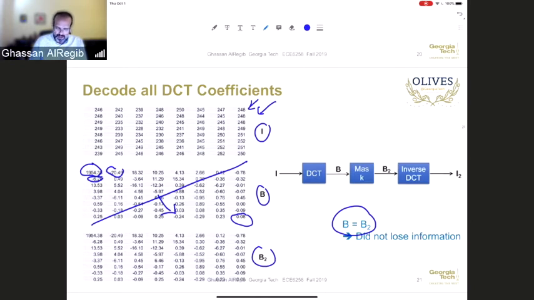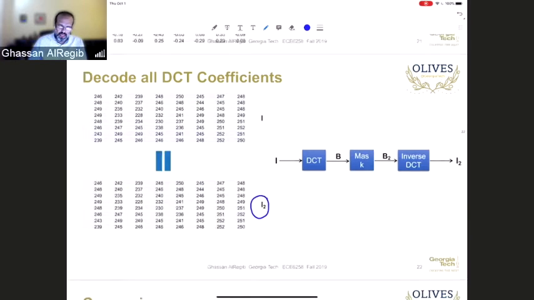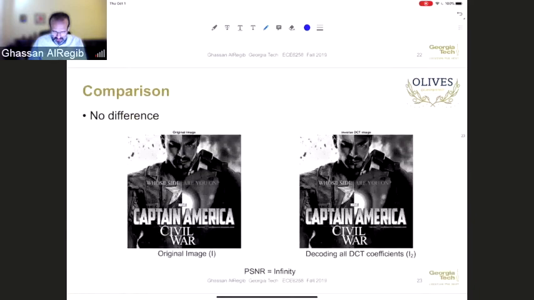Now I want to apply an inverse DCT to get I2, and here is I2. Then you can compare I with I2, and unless you have rounding error, they should be equal to each other. You can see in here, this is the conservation of energy. We didn't lose any of the energy in the image because we haven't done any quantization or zeroing of our DCT coefficients. The mask passed everything as it is in the DCT coefficients. So that's a simple way to get your image back if your mask is all ones.